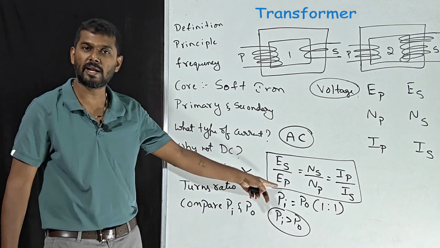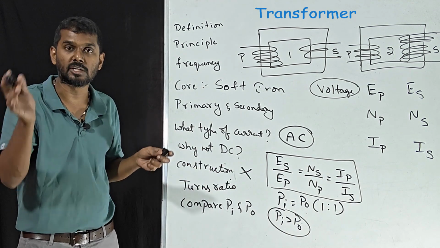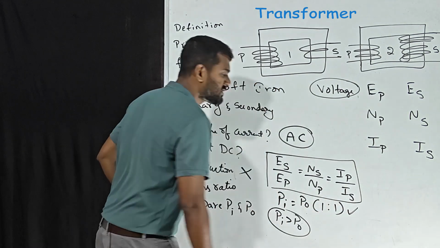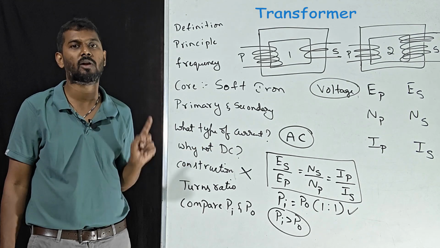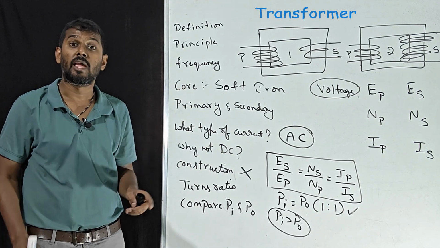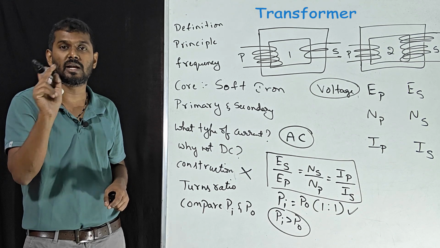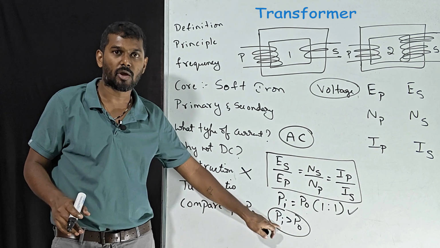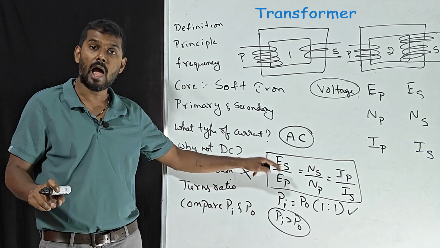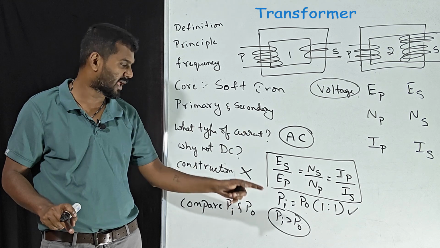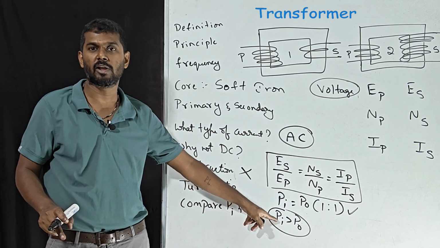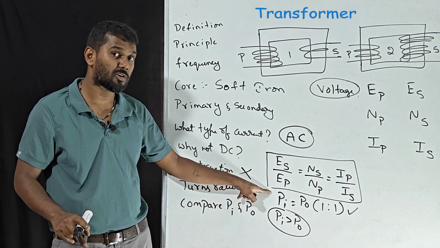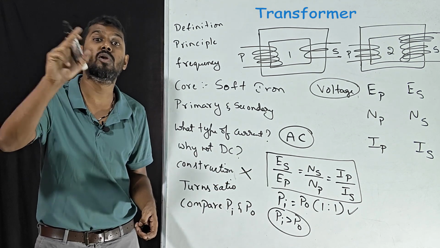99% of the time they talk about ideal transformers only. If they don't mention whether it is an ideal or a practical transformer, you always go with the first one: power input is equal to power output, with the comparison 1:1. Only if they mention practical or actual transformers, then you go for the other one. 90% of the time they ask about ideal transformers only. If they ask about a practical or actual transformer, the answer is: power input is always greater than power output, because there will be a loss of energy. Why is power input equal to power output in the ideal case? Because there is no loss of energy.